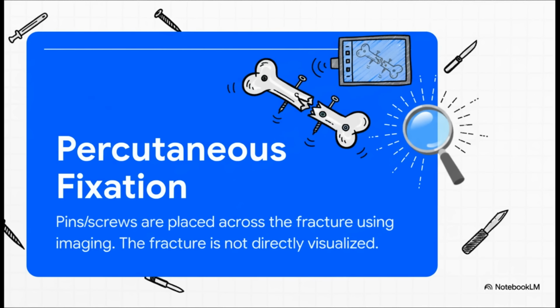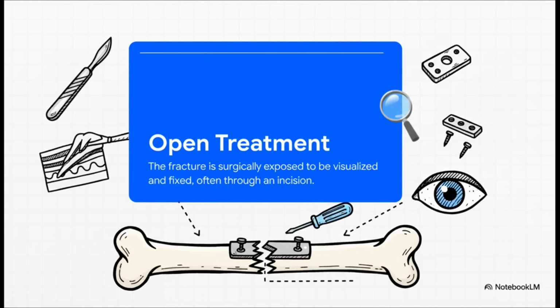Next up is this kind of middle ground option, percutaneous skeletal fixation. Think of it like this. The doctor isn't making a big incision, but they are inserting hardware, like pins, through little pokes in the skin to stabilize the bone. The key here is they can't actually see the fracture with their own eyes. They're using an X-ray to guide their work. And finally, open treatment. This one is pretty much what it sounds like. The surgeon makes an incision, moves the tissue aside, and gets their eyes directly on the broken bone to fix it, usually with plates and screws. So, real quick, closed means no big incision, percutaneous means pins through the skin, and open means surgery where the doctor can see the bone.